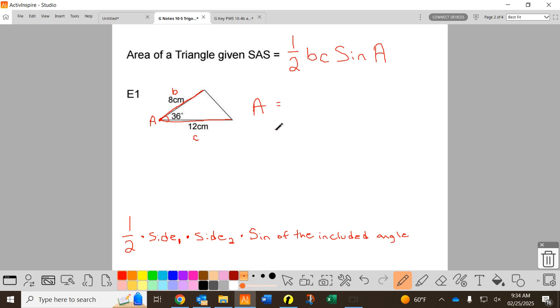Okay, here we go. 1/2. Now, the 8 and the 12, like I just said, it doesn't matter what order you do them in. 8 times 12, 12 times 8, doesn't make any difference. You get the same answer no matter which way you type it. Then we're going to multiply it times sine of A. What's A? 36. That's it.